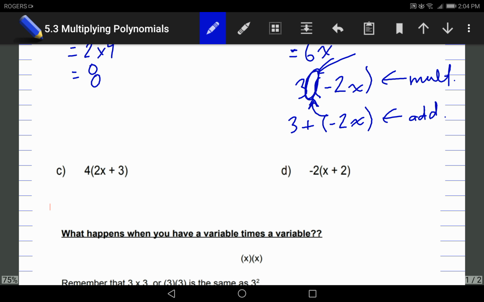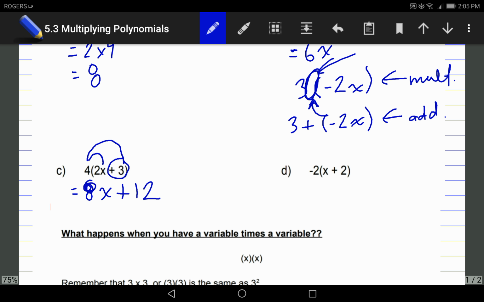So what you do is you go, okay, 4 times 2x simplifies to 8x. And then positive 4 or 4 times positive 3. Always look at that sign that is in front of that number. If that were a minus 3, you would do 4 times negative 3. But because it's a plus 3, you just do 4 times positive 3, which is positive 12, or plus 12. Same thing.